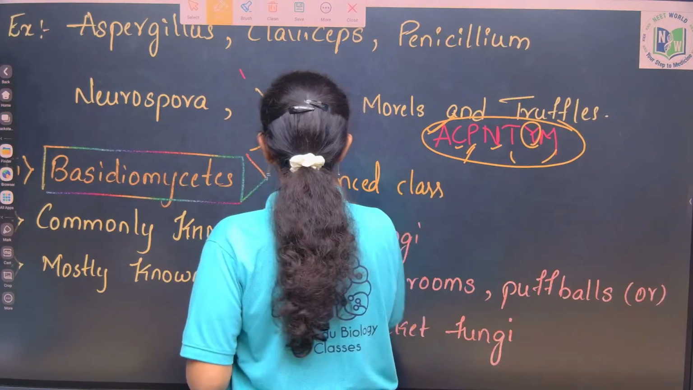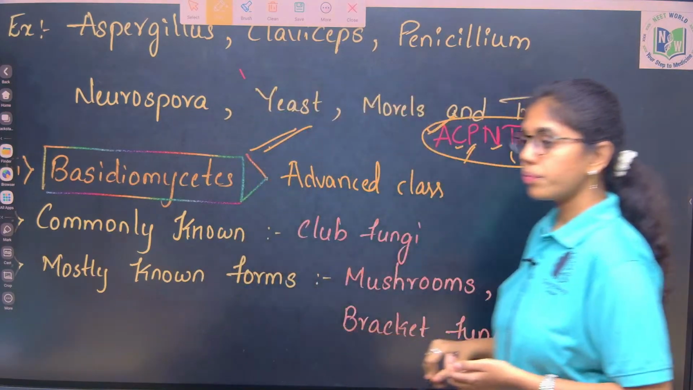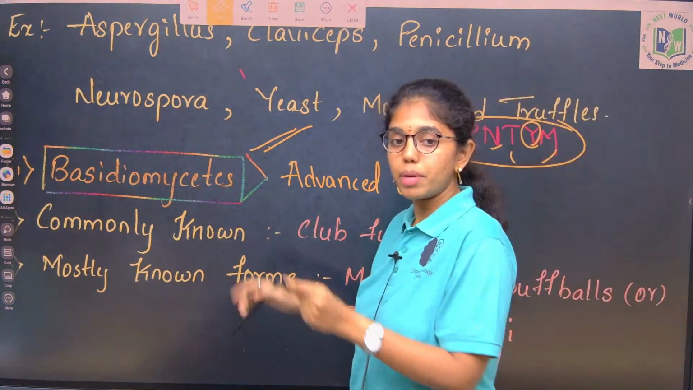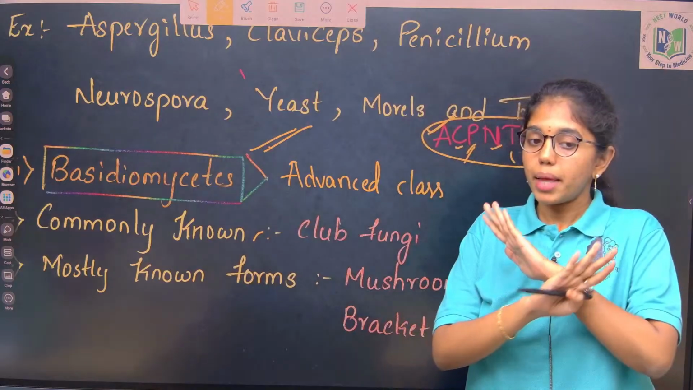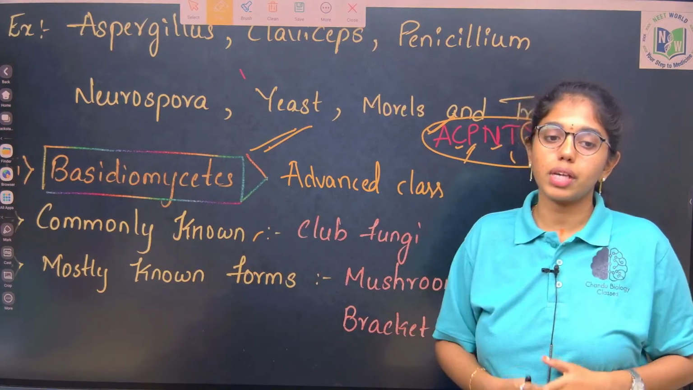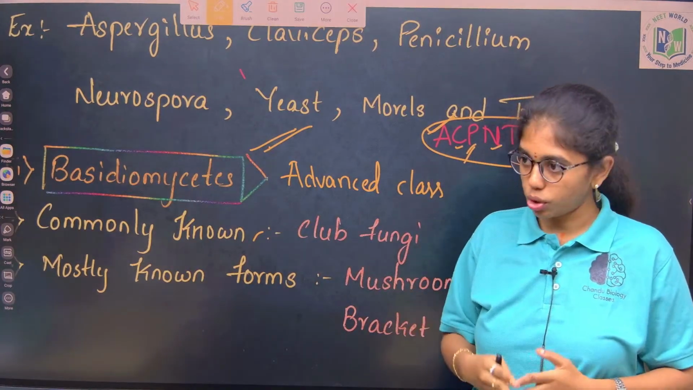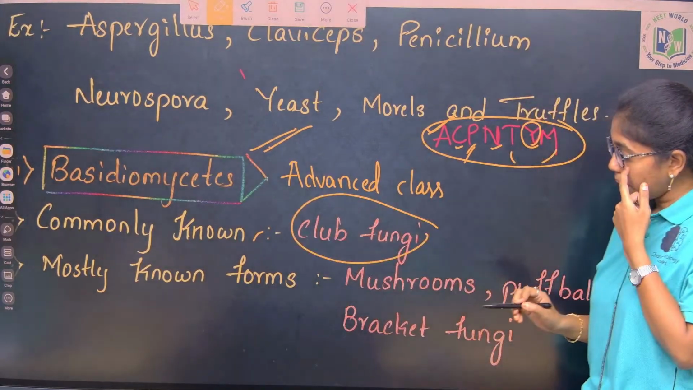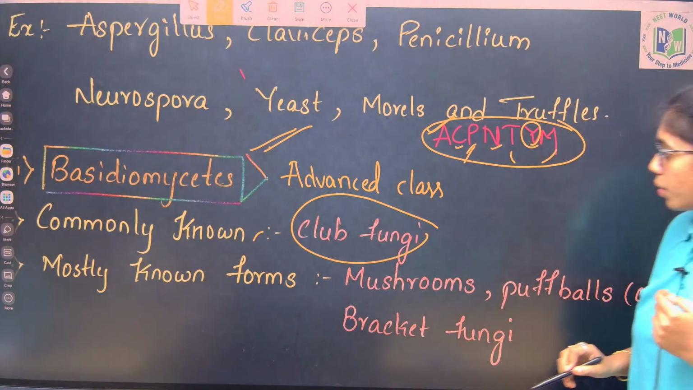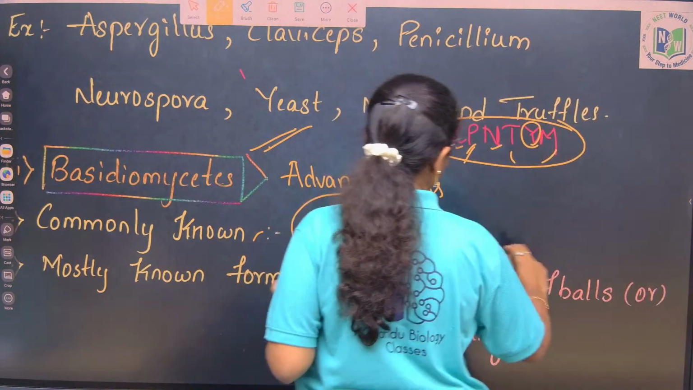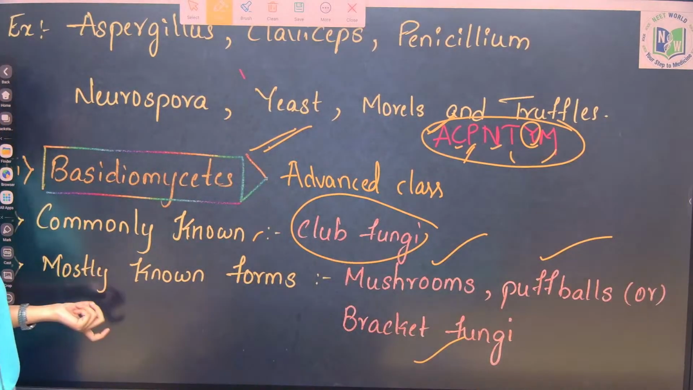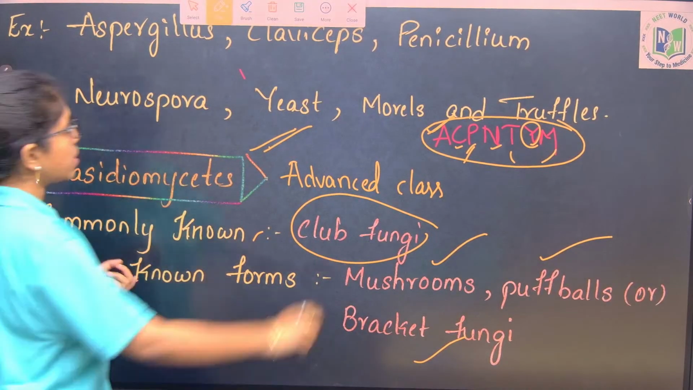Basidiomycetes are the most advanced class of fungi, because there are only sexual stages involved. Nowhere are asexual stages present. They are commonly called club fungi, puff balls or bracket fungi. The most common forms are mushrooms, puff balls and bracket fungi.